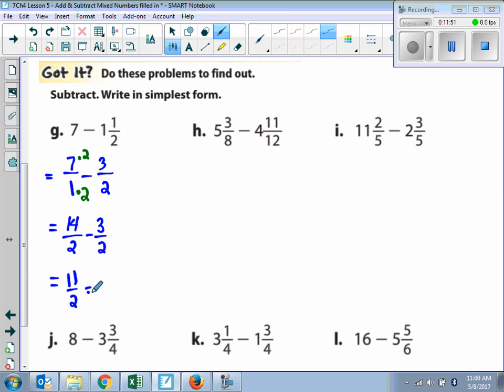And now we can change this back to a mixed number. So how many times does 2 go into 11? 5 times, with how many left over? 1. So this is going to be 5 and 1/2.